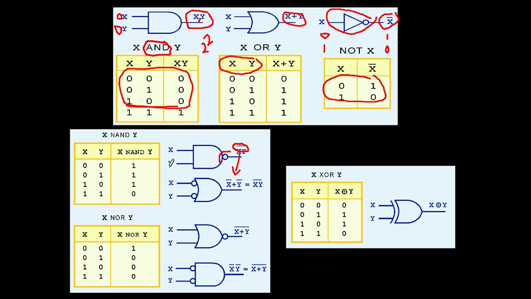So here I have X NAND Y. And what's the truth table for the NAND? It's the opposite of what? AND. Because think of an AND and I put a NOT on it. So here I put a NOT. It's going to give me what? 0 is going to be a 1. 0 is going to be a 1. 0 is going to be a 1. 1 is going to be a 0. This is an AND.